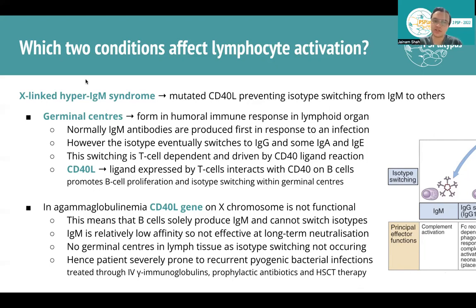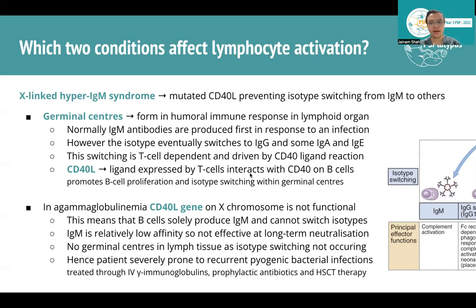However, this ligand, which is expressed on T cells, if it doesn't work, so in a case of gamma globulinemia, you don't have that CD40L gene being functional, and it's generally expressed on the X chromosome, which means that your B cells only produce IgM. They don't get any signal telling them to switch. And even though IgM, as you can sort of see on this slide here, is a pretty heavy duty antibody, right? It's got sort of 10 different binding sites in this pentagon shape. While it is very effective in latching onto a lot of cells, it is quite low affinity.